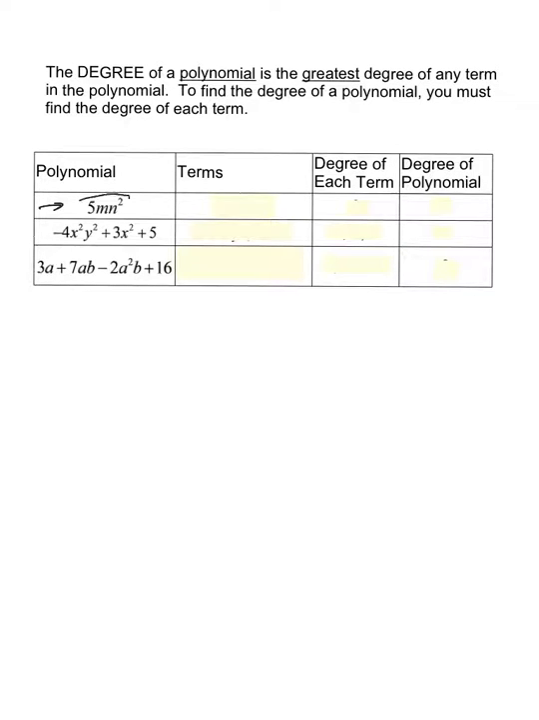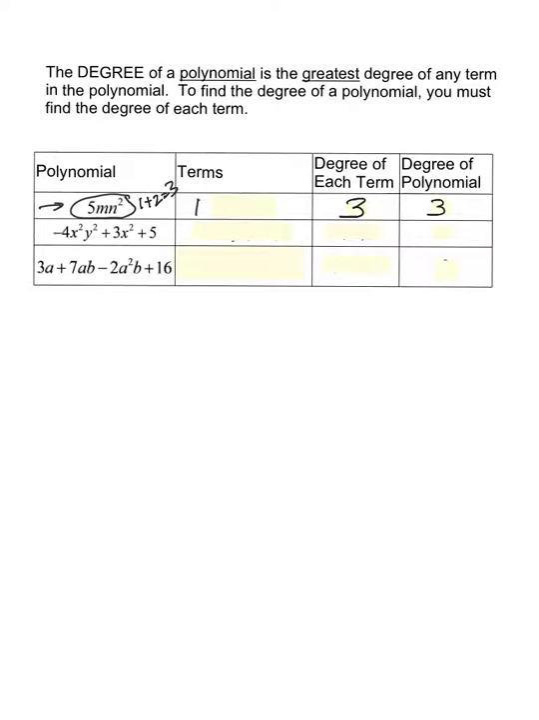Look at our first example, 5mn squared. What type of polynomial is it? It is a monomial. So how many terms does it have? 1. So what is the degree of that term? 3. So the degree of that polynomial is 3 because remember you're adding your exponents. 1 plus 2 is 3. Okay, so monomial.